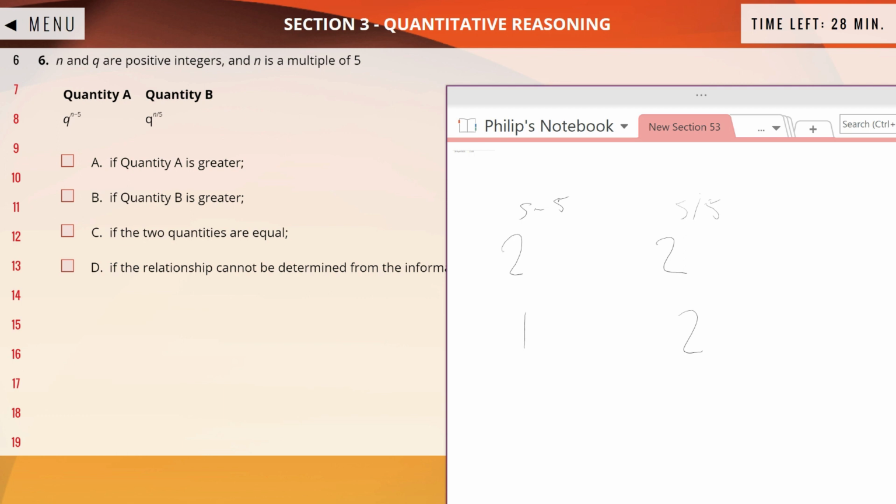But I've just noticed something. It said q is a positive integer. That means q could also be 1. And what do we know about 1? 1 to the power of anything is always 1. So no matter what I picked for n, I could pick a billion or minus a billion. I know that's not allowed, but anything I pick will always give me the answer of 1. So the quantities could also be equal. But I've already proved for my first set of numbers that the quantities might be different. So therefore the answer is D.